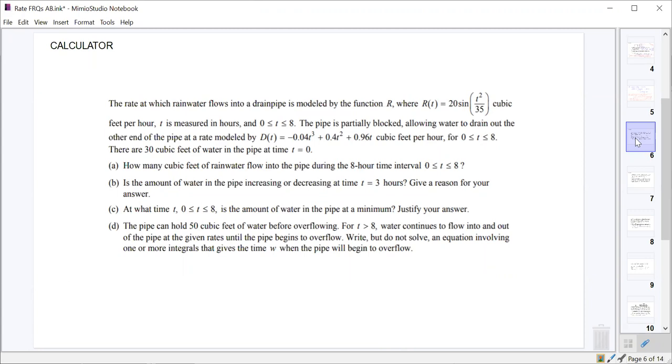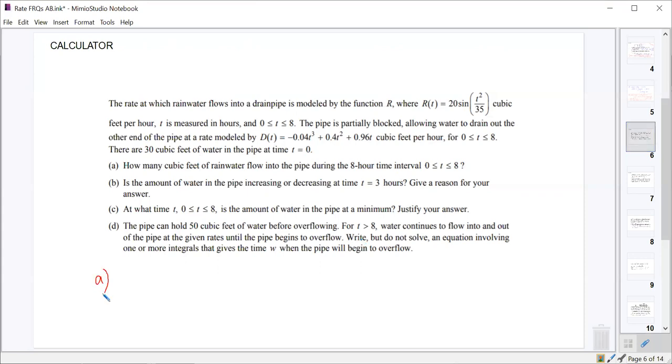Yeah. All right. So we got rainwater flowing through a drain pipe. Got a function R of t is 20 sine of t squared over 35. That's the rate at which it flows into it. Pipe is partially blocked, so water drains out, but not, one would think, as fast as it's being pumped in normally. Drains out at this rate, and it has 30 cubic feet of water in the pipe at t equals 0. We want to know how many cubic feet flow into the pipe during that 8-hour time frame.